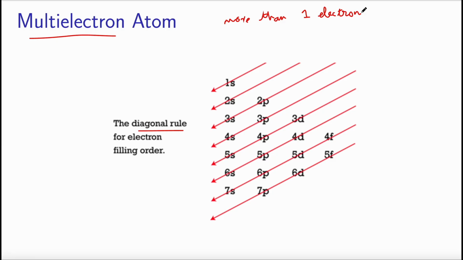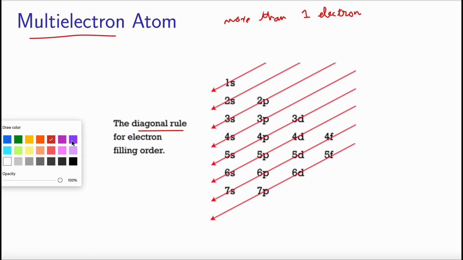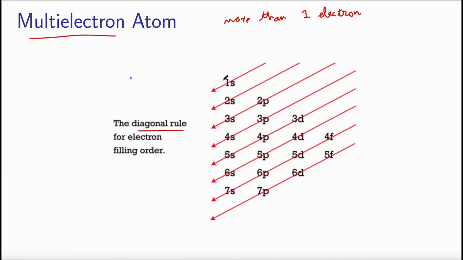Now, the first electron will go into the 1s orbital. Once the 1s orbital has been occupied, the next electrons will go into the 2s orbital. Okay, 1s, 2s.